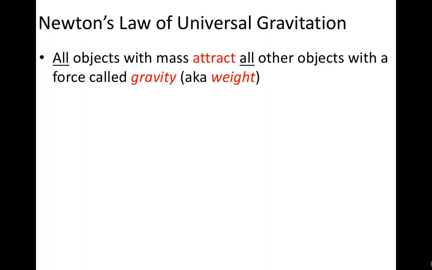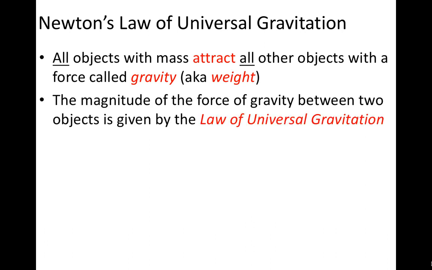Isaac Newton is credited with being the first to mathematically describe the strength of gravity between two objects. And this is what's known as the law of universal gravitation. Newton stated that all objects attract all other objects with a force called gravity, and we call that force weight. The word universal is to reflect the fact that all objects with mass, all objects in the entire universe, anything with mass attracts anything else with mass everywhere.